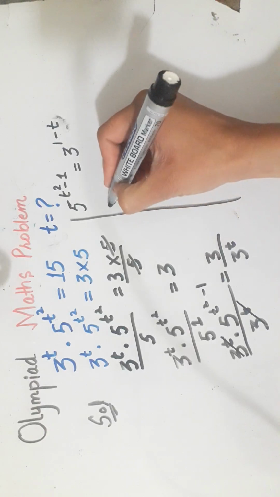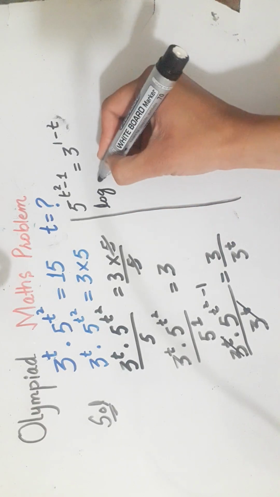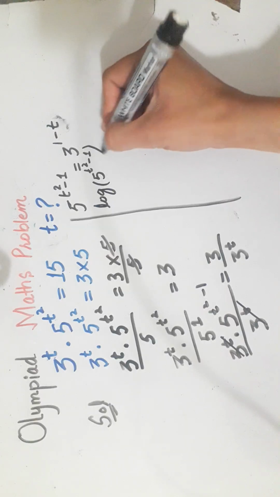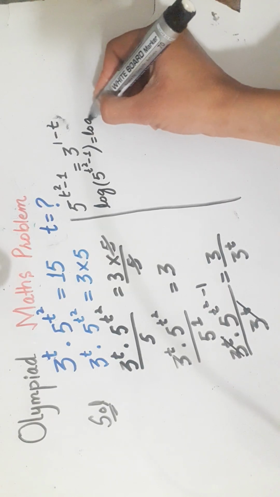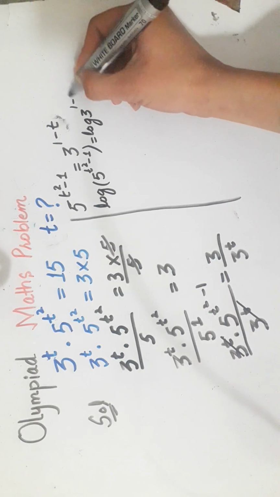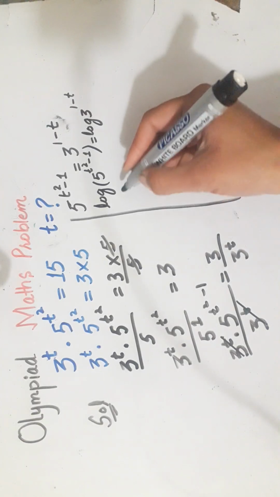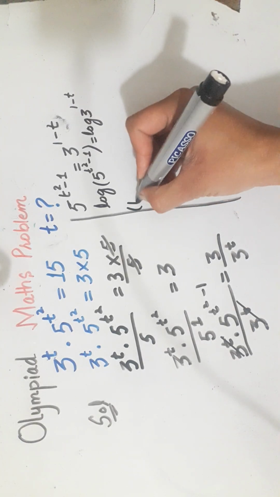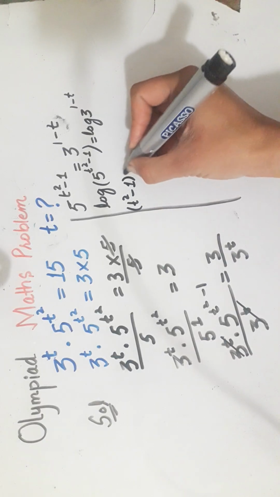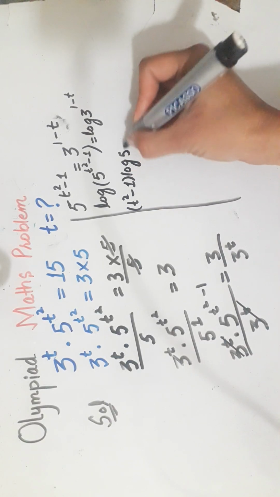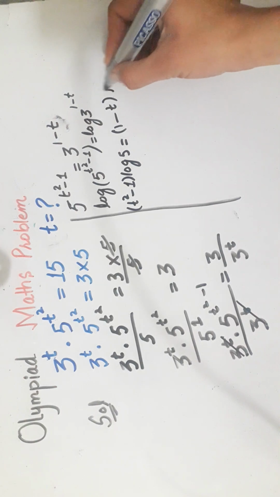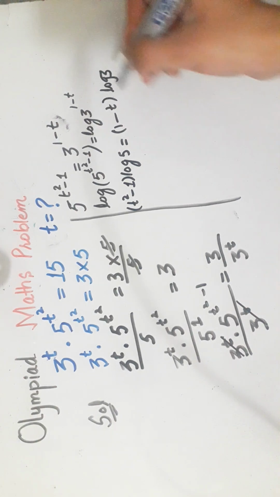Now we will take log on both sides. So log 5 raised to power t square minus 1 equals log 3 raised to power 1 minus t. Now according to log rule, power comes to the start, so we have t square minus 1 log of 5 equal 1 minus t into log of 3.